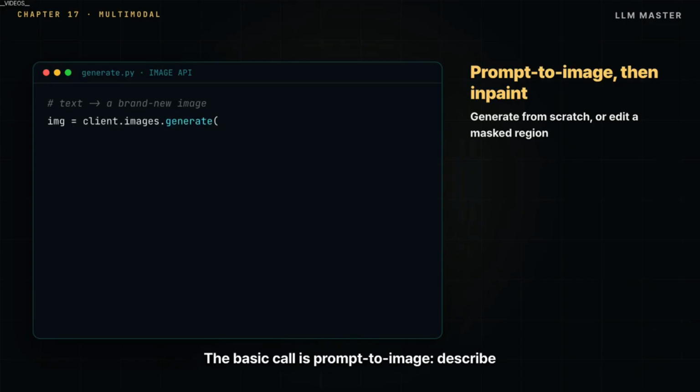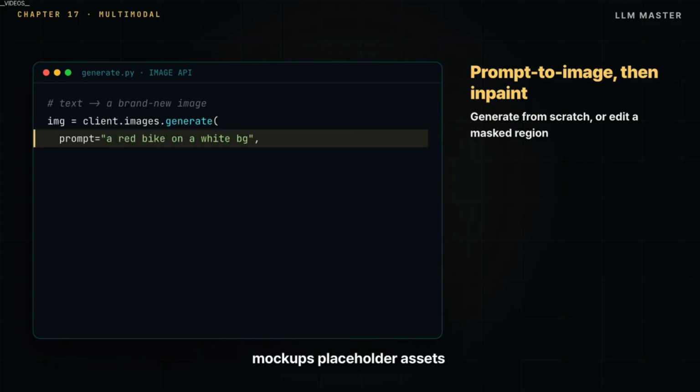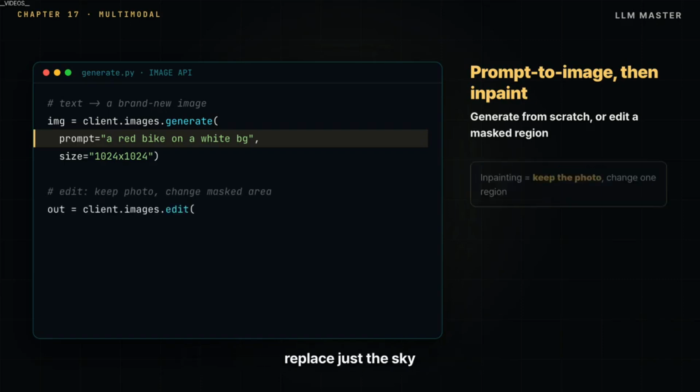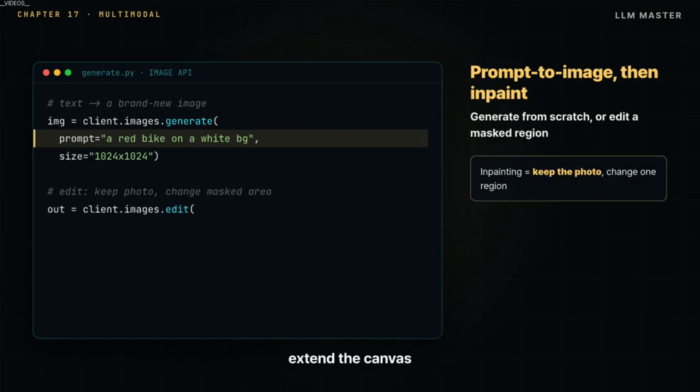The basic call is prompt to image. Describe what you want, get pixels back. That's great for concept art, mock-ups, placeholder assets, and illustration. Where it gets genuinely useful in products is editing. Instead of generating from scratch, you pass an existing image plus a mask, the region you want changed, and a prompt describing the change. That's inpainting. Keep the photo, replace just the sky, remove an object, extend the canvas.